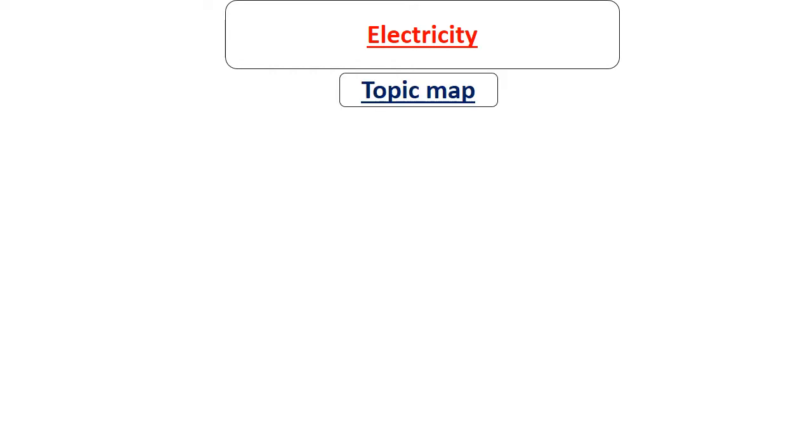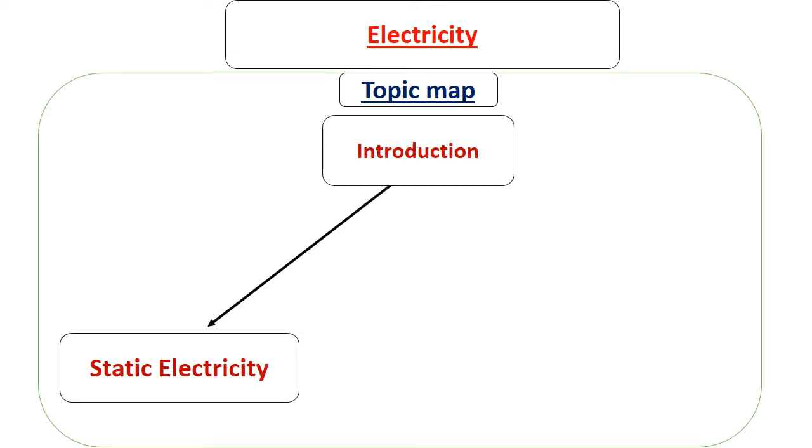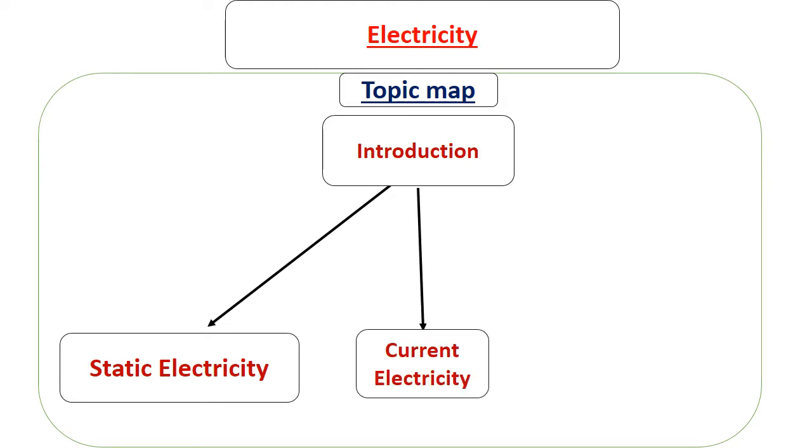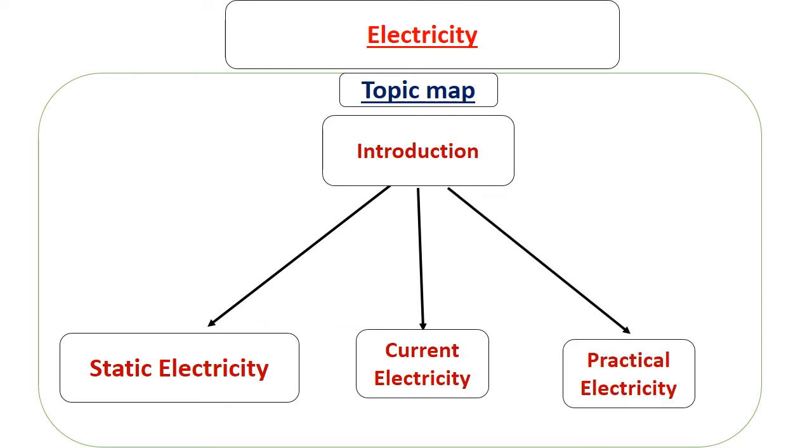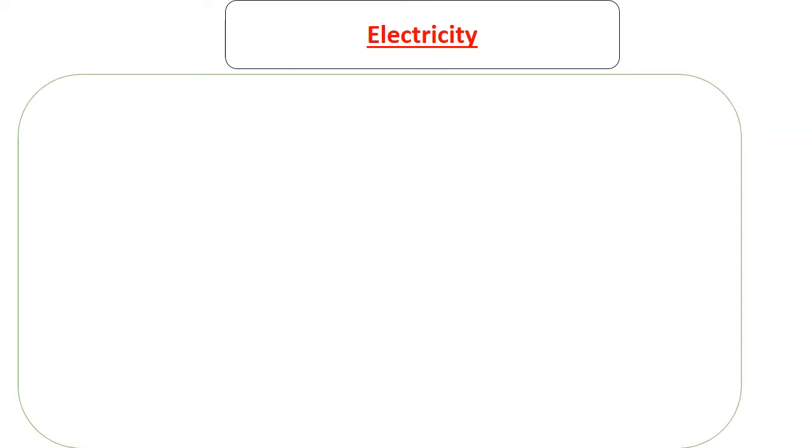So the way this topic is going to be delivered, we're going to start with an introduction which is going to give us an idea into the two types of electricity. Then we are going to take a look at one type of electricity called static electricity. Then we'll take a look at another type of electricity called current electricity. Then we'll end this topic with practical electricity, which is electricity in our day-to-day lives, which means electricity in our homes. So this video is just going to be on static electricity, the next video current electricity, and the last video practical electricity.